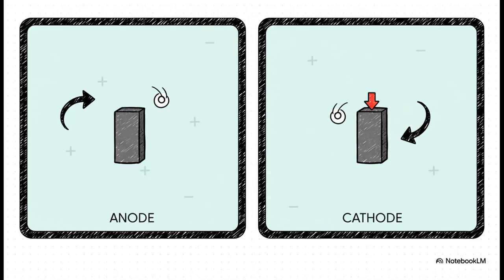And here we go, probably the most important pair of words in this entire topic: anode and cathode. You have to know which is which. The easiest way, just remember this. LEO the lion says GER. Seriously, burn it into your brain. LEO stands for loss of electrons is oxidation, and that always happens at the anode. GER is gain of electrons is reduction, and that always happens at the cathode.